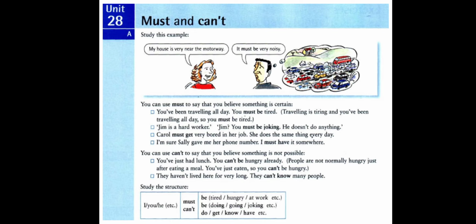This is the form. For positive inference, we use must plus the base form, present inference. For negative inference, we use can't plus the base form.